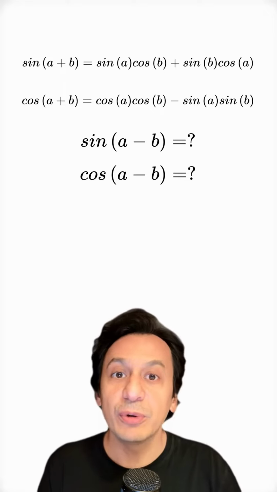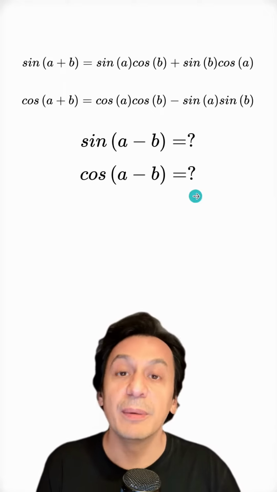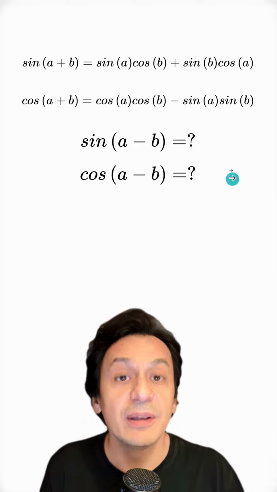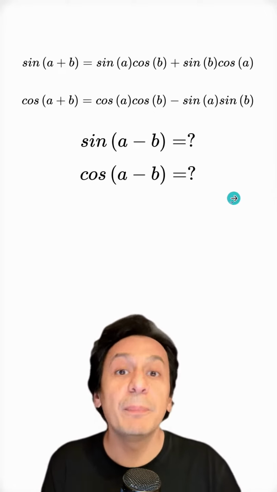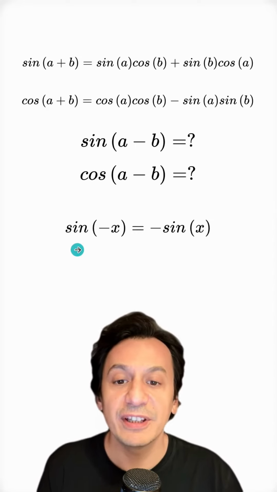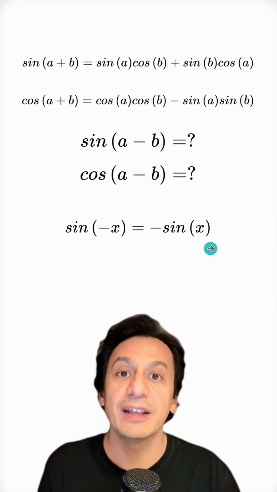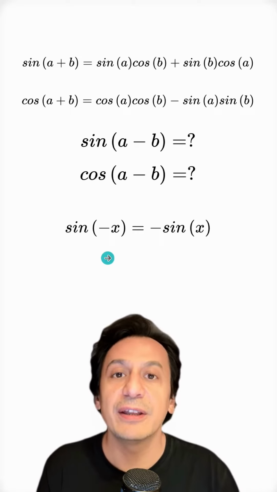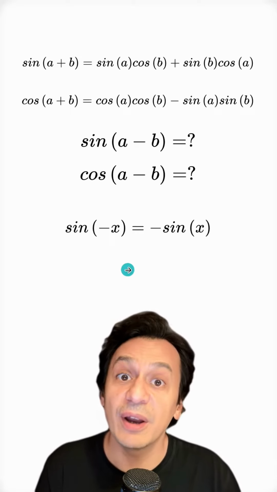If you know the sum formulas for sine and cosine, you don't need to memorize the difference formulas separately. You can derive them on your own. But there are some things we need to know in order to do this. One of these is that sine of negative x equals negative sine x. This means that the sine function is also an odd function.